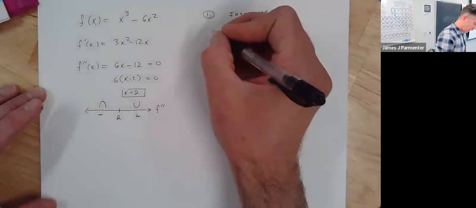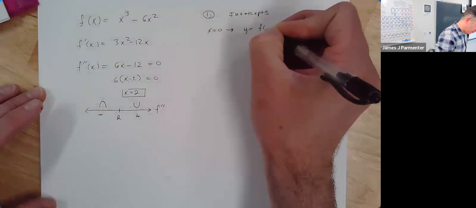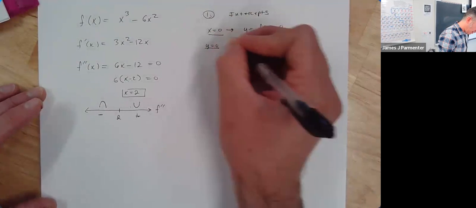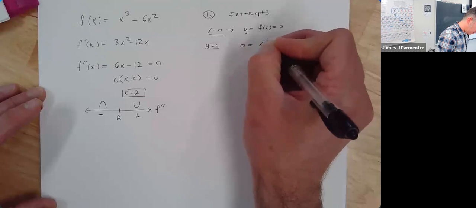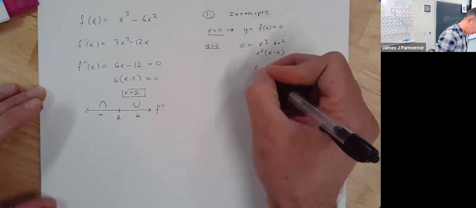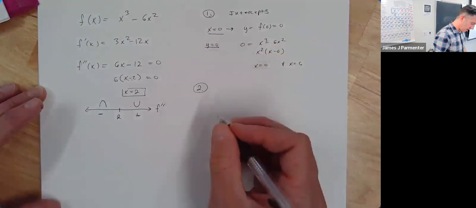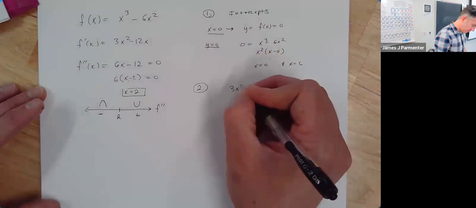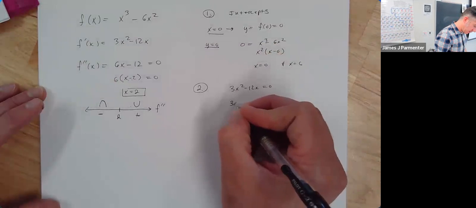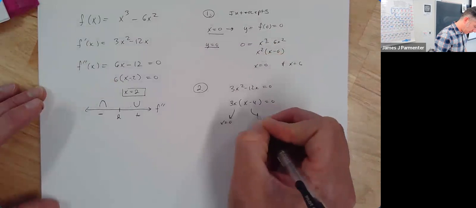So for intercepts here, I would set x equal to 0 to find y equal to f of 0, which is 0. I would set y equal to 0, and then I would find 0 equal to x cubed minus 6x squared, factor, and get x equal to 0 and x equal to 6. And then we find the first derivative stuff. So we take our first derivative, set it equal to 0, factor out a 3x. We would get x equal to 0, x equal to 4.